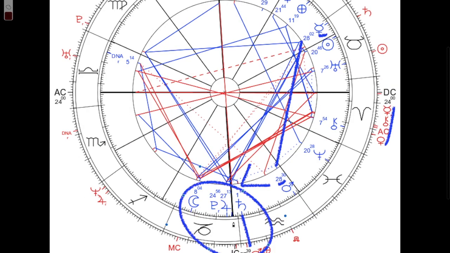Capricorn on the IC shows that, to me, it shows that she's deep underground, possibly with concrete or bricks or something heavy on her or around her.